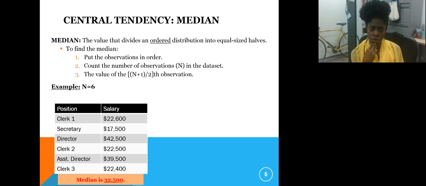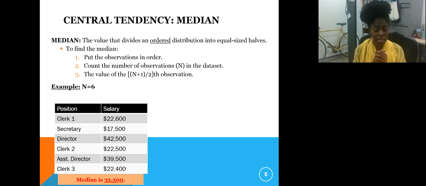All right, so in this case, we have 6, not 5,000, but 6 observations. We can count it: 1, 2, 3, 4, 5, 6, right? Clerk 1, secretary, director, clerk 2, assistant director, clerk 3. That's 6. So our N, anytime you see N, that means what's your number of observations? In this case, 6. Awesome. How many variables do we have? I'm going to keep practicing this. We have 2 variables. One variable is what's your position, right? The other question is, what's your salary?